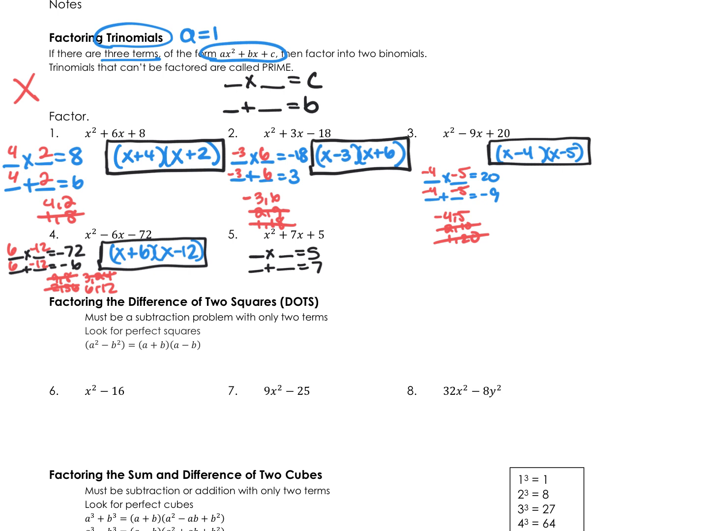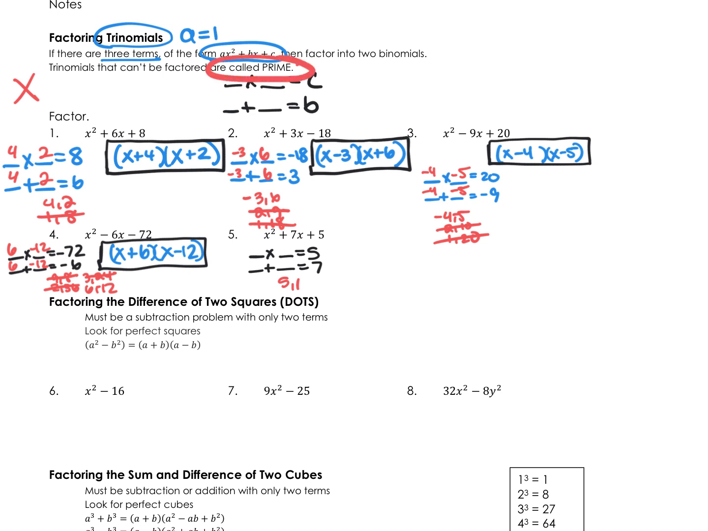2 times 3 is 6, not 5. A lot of people do that in this section. So 2 times 3 is 6, not 5, but 5 times 1 is 5. But is there any way for me to add 5 and 1 together to get 7? No. So can I factor this one? No. So sometimes it's not possible.